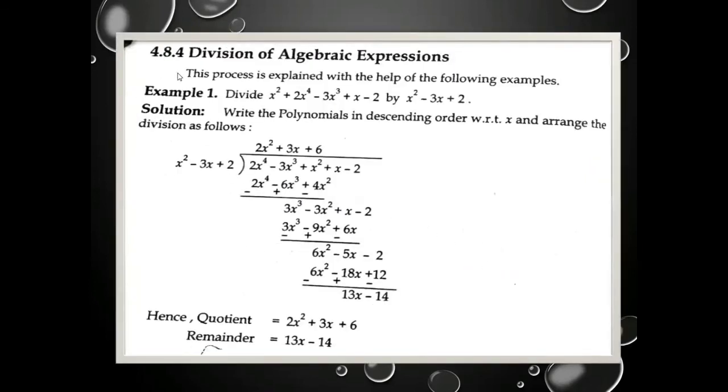Now take division. Division is the fourth fundamental operation. Division of algebraic expressions: this process is explained with the help of the following examples. You will listen to the whole process completely. Example 1: divide the polynomial by x squared minus 3x plus 2. In the solution, write the polynomials in descending order with respect to x and arrange the division as follows.